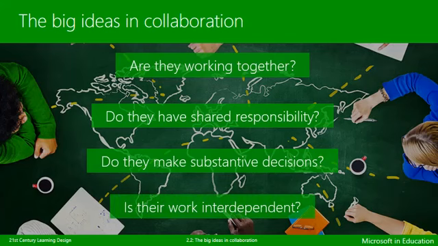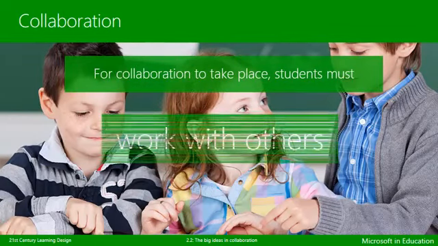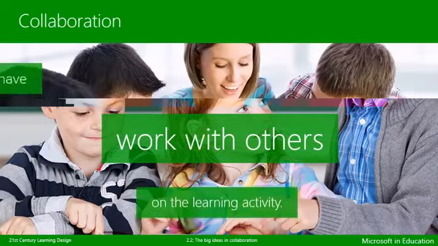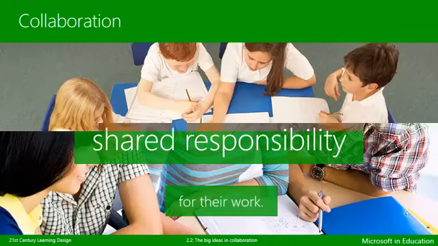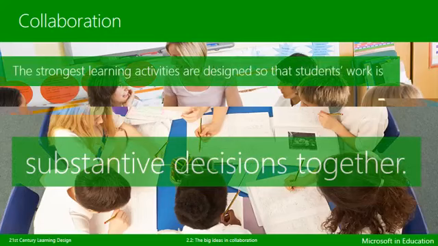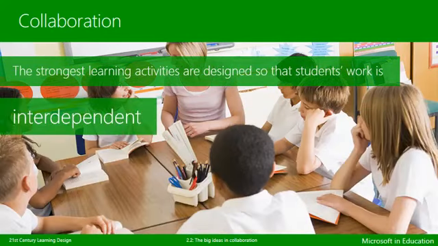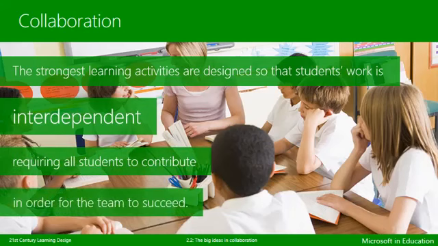Perhaps what would be useful is to break down each of these questions individually. For collaboration to take place, students must work with others on the learning activity. Students also need to have shared responsibility for their work. Students also need to have the opportunity to make substantive decisions together. The strongest learning activities are designed so that students' work is interdependent, requiring all students to contribute in order for the team to succeed. But what do each of these big ideas look like in action in the classroom?